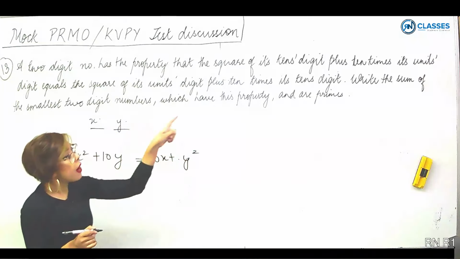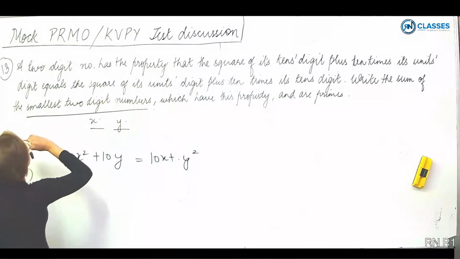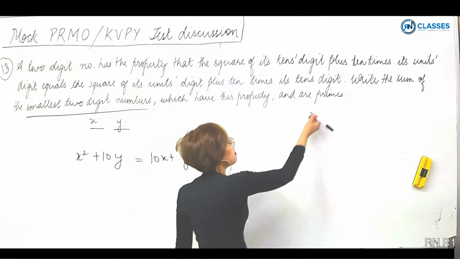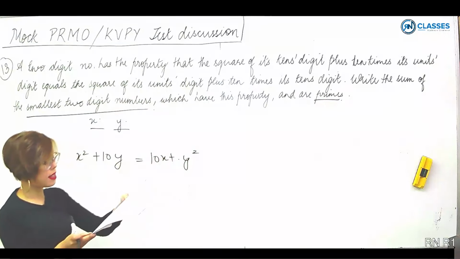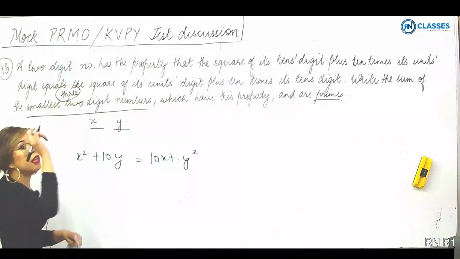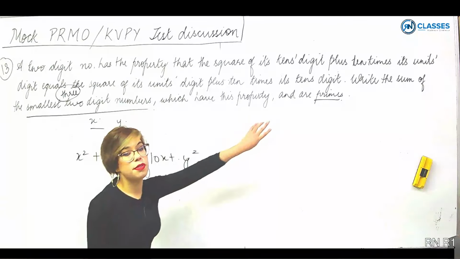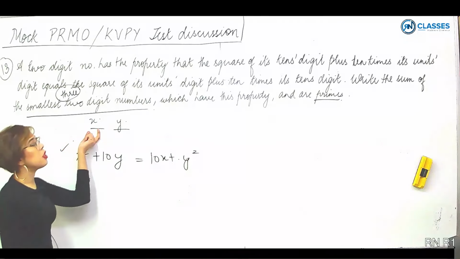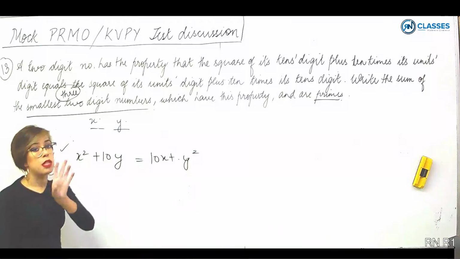He says write the sum of the smallest two-digit numbers which have this property and are prime. Now, I think I missed out one word. He says write the sum of the smallest 3 two-digit numbers, smallest 3, which have this property and are prime numbers. Now, I have this relation. I can see that x is a digit, that means it will vary from 1 to 9. And y is a digit, that means it will vary from 0 to 9.